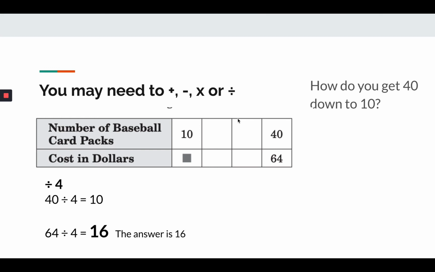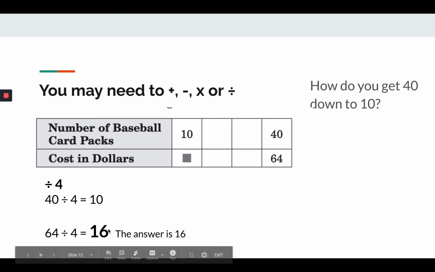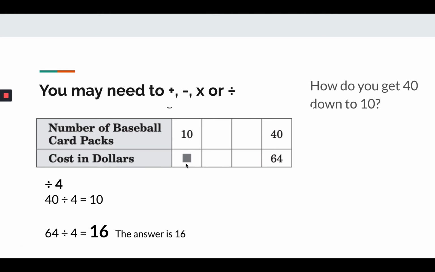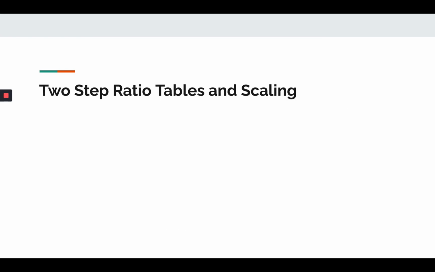Yeah, I divide it by 4. And to keep the ratio equivalent, I have to take that 64 and divide by 4. And that's going to give me 16. And what that would say then is 10 packs of cards, $16. So that's not too bad.